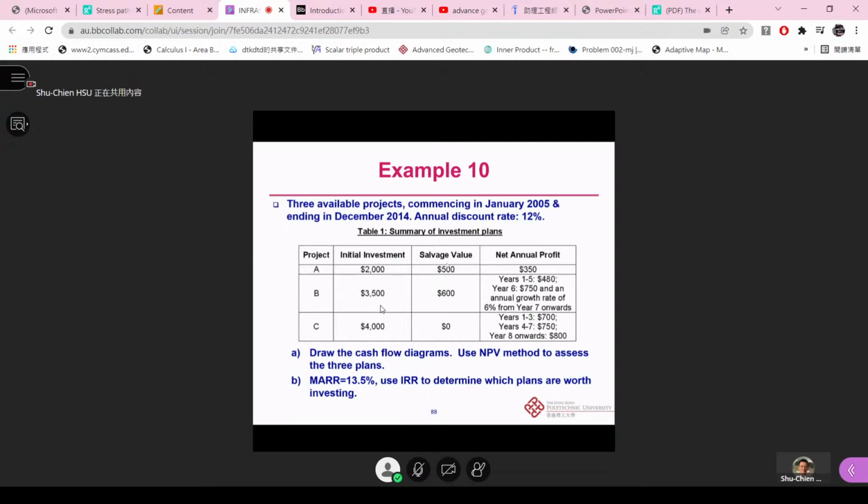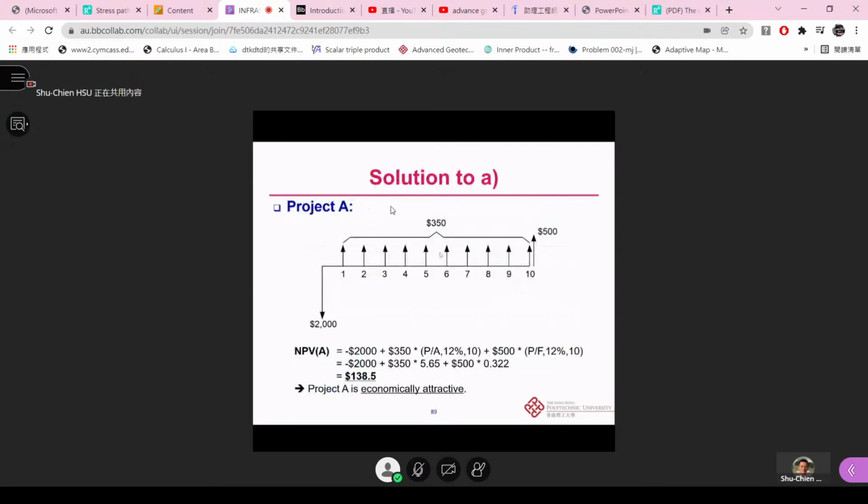Now, like I always say for these kinds of questions, the first thing I would suggest is to draw the cash flow diagram. Then you can use the NPV method to assess the 3 plans, because you now know the annual discount rate is 12%. So you have all the information, and these 3 projects are of course comparable. So how can we do that?